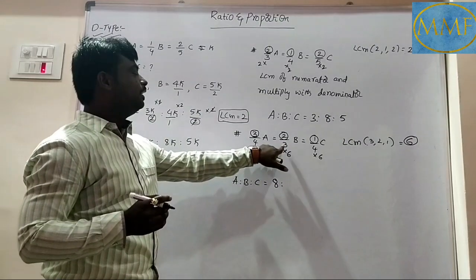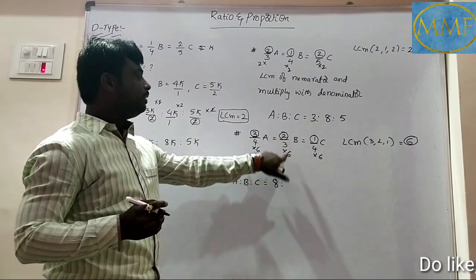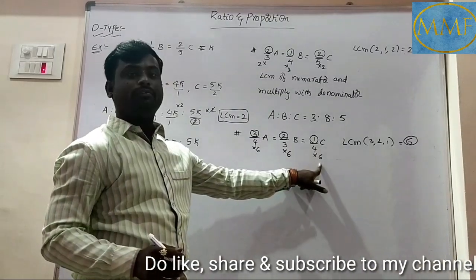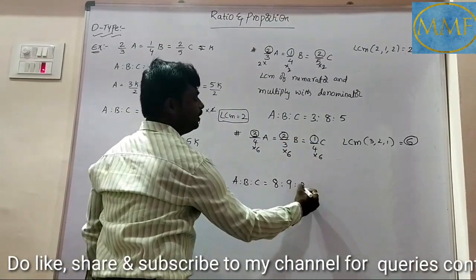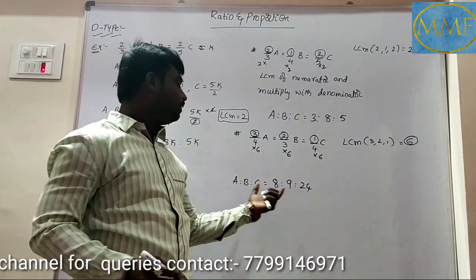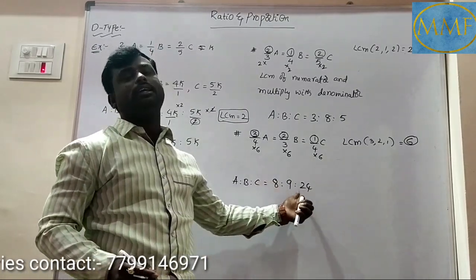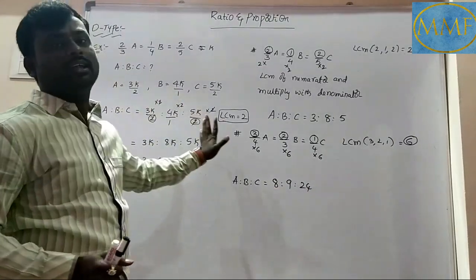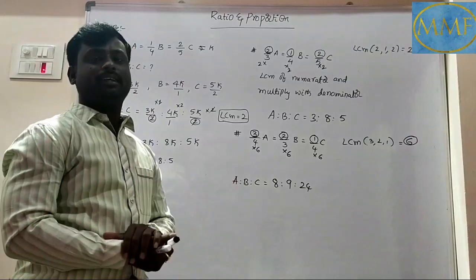Then next, 3 6s are 18, 18 by 2 is 9. Clear? 6 4s are 24, divided by 1 is 24. Are these three numbers divisible by any common number? No. Then the ratio is 8 is to 9 is to 24. So we can find D type ratios of fractions this way. Clear? Right.